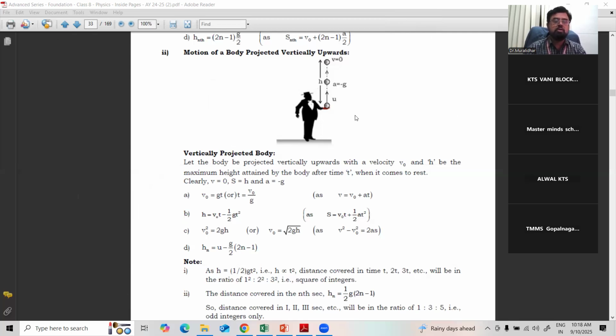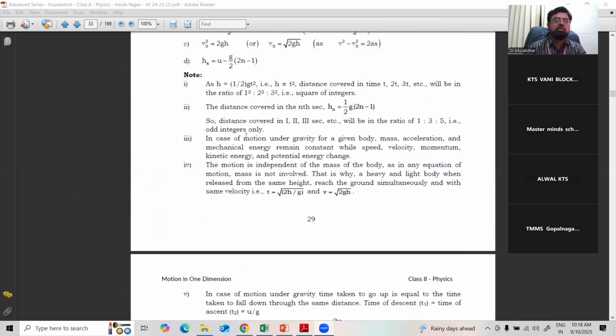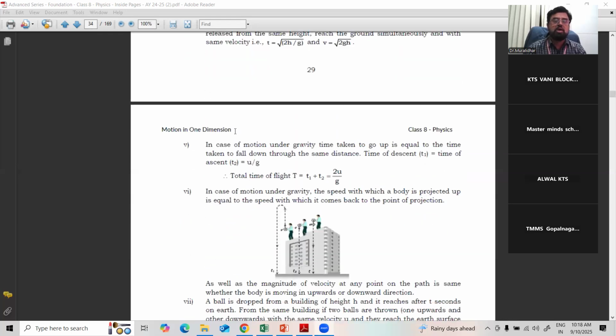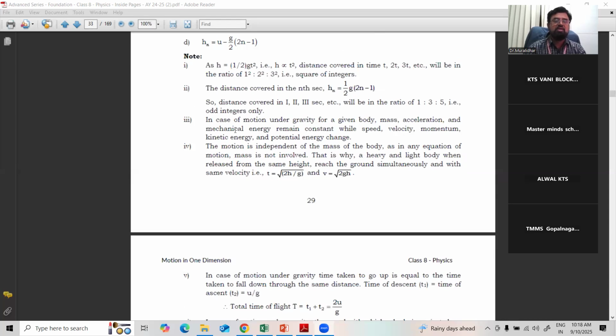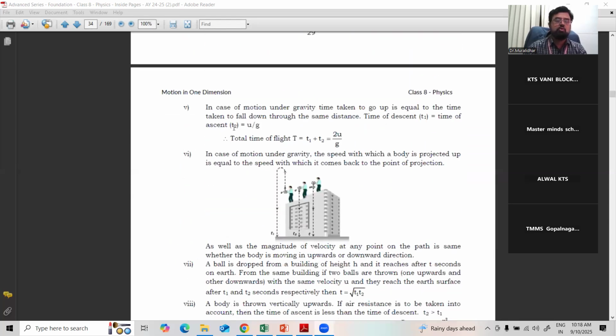Clear, everyone? So many examples are given further. Note the motion under gravity; so many formulas are given. Now, after that, there are some more formulas that will come. After these 4 equations, we'll get some more formulas like time of flight. So whenever a body is under the influence of gravity, special formulas will come.